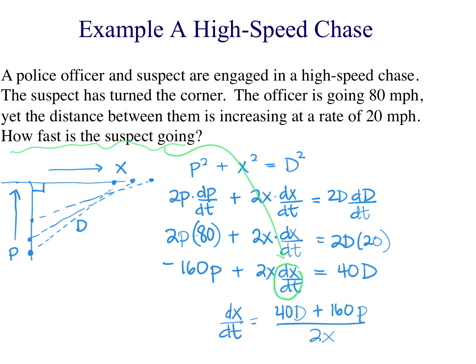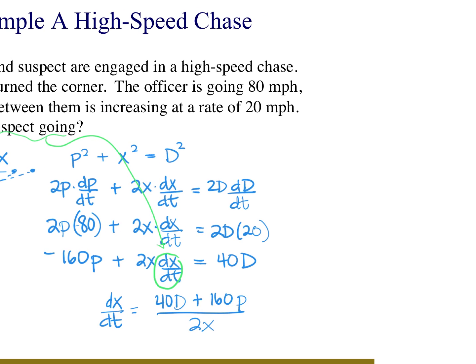Now I can factor out something in common from the numerator. Factor out a 2, so that leaves me with (20d plus 80p) over 2x, and then the 2's can reduce. I could factor out more than a 2, I understand that, but I'm only going to factor out a 2 because that's all that will reduce my denominator.